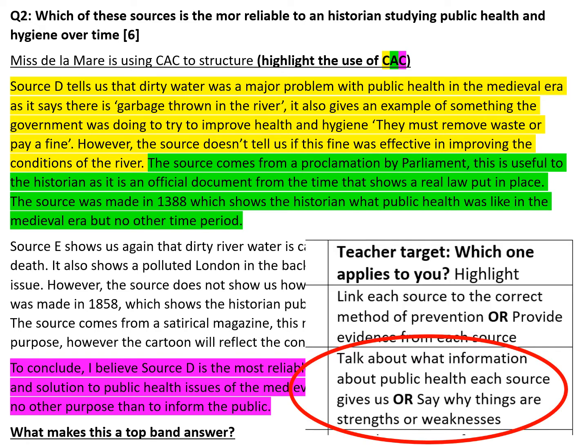So think about which of these applies to you when you had a go at doing this source analysis. Did you hardly ever mention public health, and therefore to talk about what information public health each source gives us is your target? Or were you more lacking in explaining why things are good and bad? So did you say like, it was made at the time, but didn't really say what time and why that's good or bad? So highlight which target applies to you.